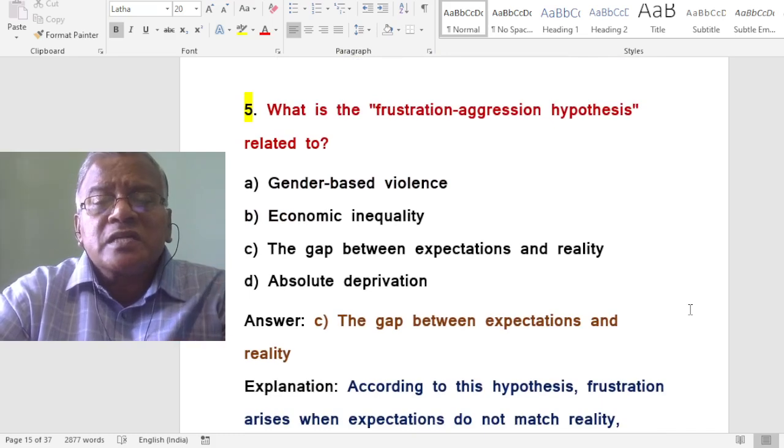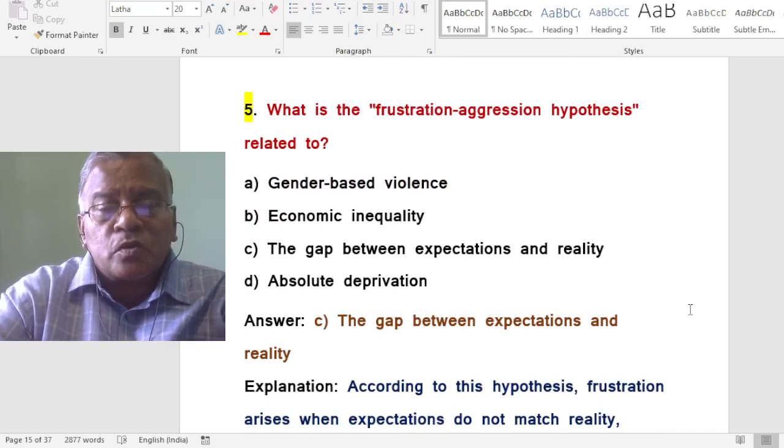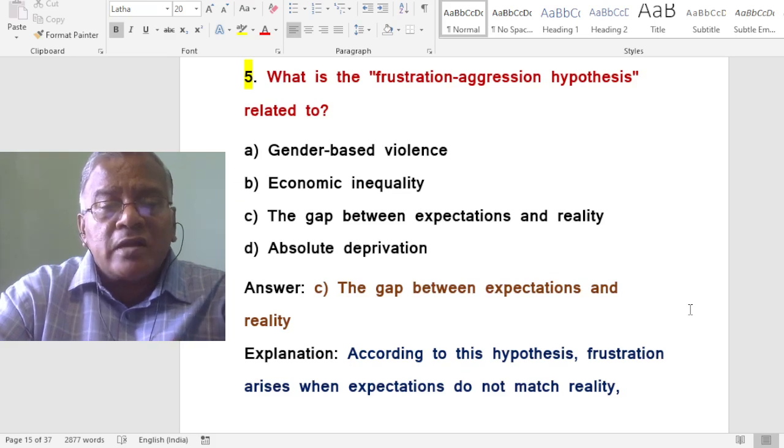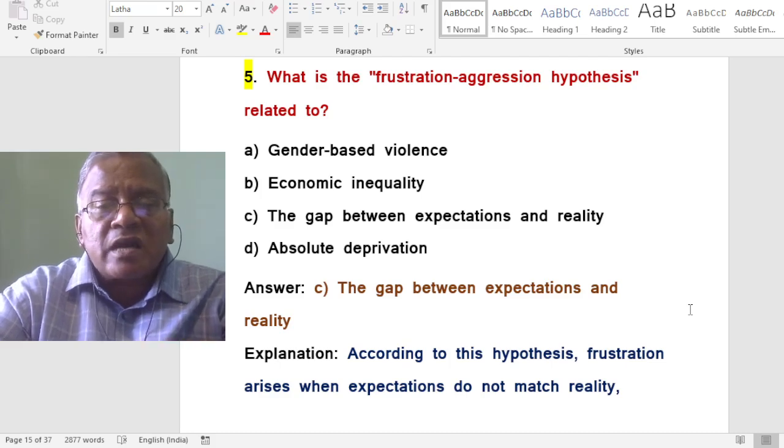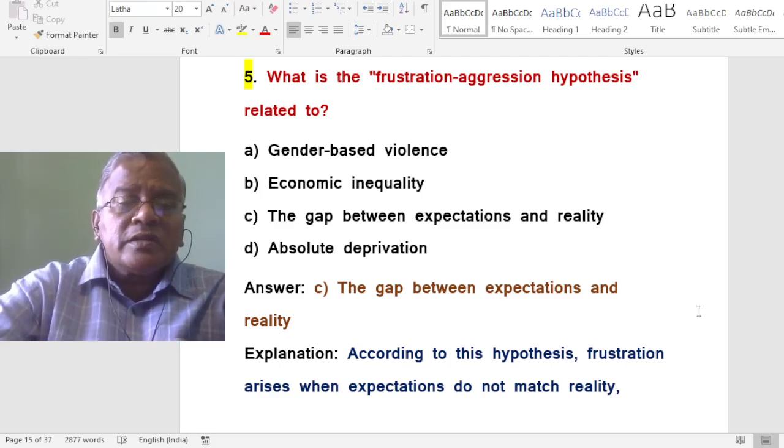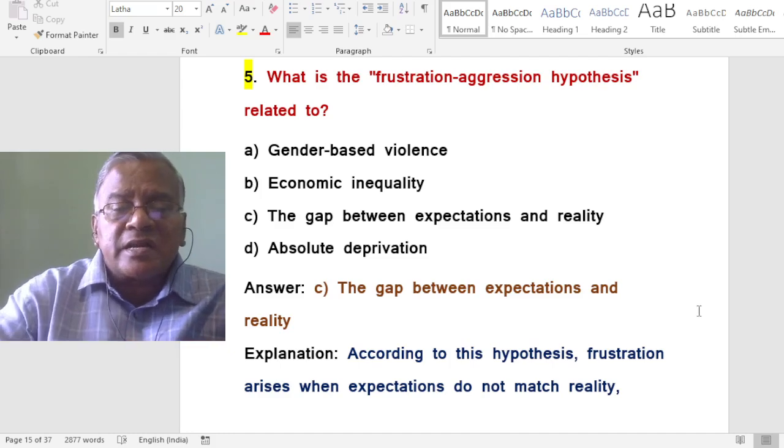What is the frustration aggression hypothesis related to? A. Gender-based violence. B. Economic inequality. C. The gap between expectations and reality. D. Absolute deprivation. What is the frustration aggression hypothesis related to? That is the gap between expectations and reality.